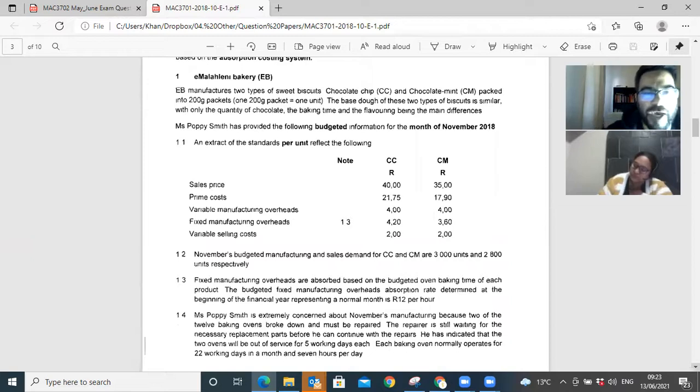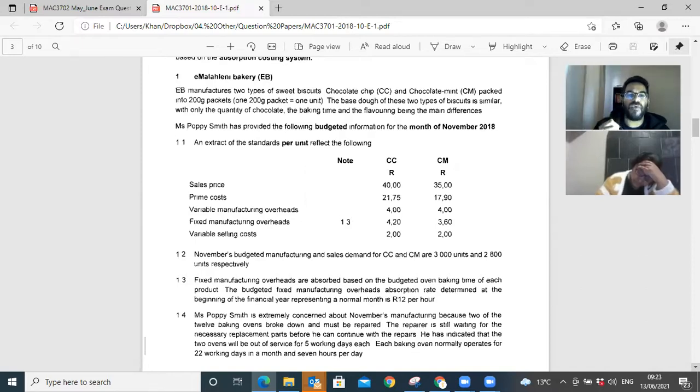Okay, so number one, EB. EB manufactures two types of sweet biscuits, chocolate chip and chocolate mint, packed into 200-gram packets. One 200-gram packet equals 1 unit. Okay, so there you get it. Now the picture becomes bigger. So remember the initial picture in our mind on your drawing is you have UB as the company. Under UB, you have MB that does the cheese biscuit, and you have EB that does the sweet biscuit.